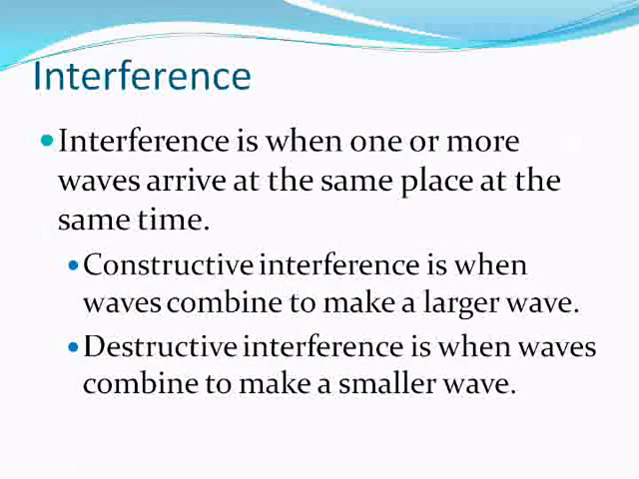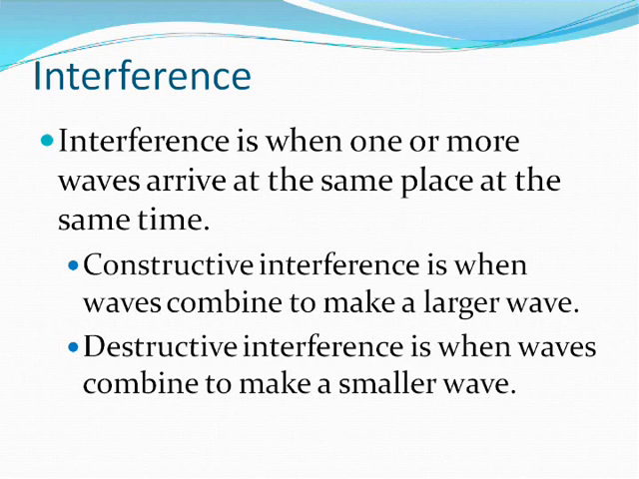Now let's talk about interference. Interference is when one or more waves arrive at the same place at the same time. We have already talked about this in regards to standing waves, okay? So this is constructive interference and destructive interference. Constructive is when the waves combine to make a larger wave. Destructive is when the waves combine to make a smaller wave. And we talked about that with nodes and antinodes. So this completes our notes on wave interactions.